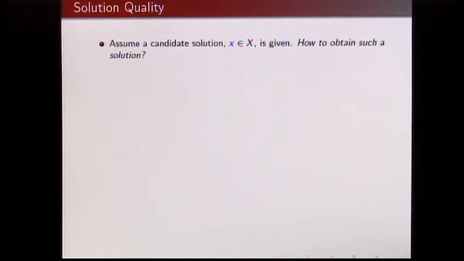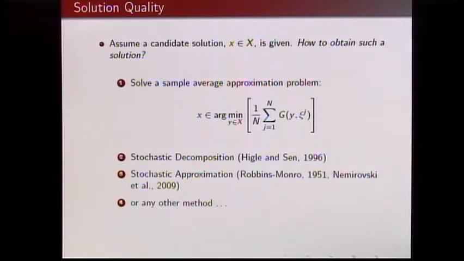I have some candidate solution, and I might have obtained it in many other ways, right? So I have done maybe a sample average approximation problem. Maybe I have generated this in crude Monte Carlo, or maybe I have used Latin hypercube sampling and whatnot, okay? So most of the time, the best I can do is get an approximate solution. I cannot solve this thing. And I might do it iteratively in an algorithm, so stochastic decomposition, stochastic approximation, or any other method you want to use. All right? So I have this.